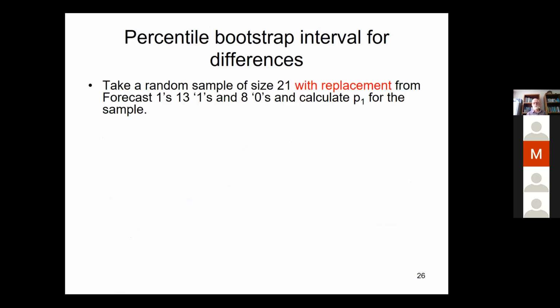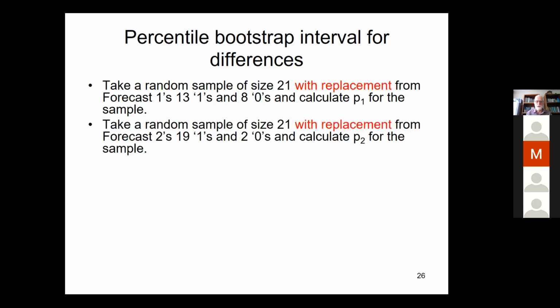Now let's look at percentile bootstrap intervals for differences. What I do then is I take a sample from my bowl again with 13 dark ones and 8 pale ones. There are pale ones in there, by the way. I'm not sure I showed you one. And calculate P1 for each sample. I then have another bowl. This bowl's also got 21 pebbles in it, but of those, 19 are dark ones and 2 are pale ones. And I do the same sort of thing again and calculate P2 for that sample.